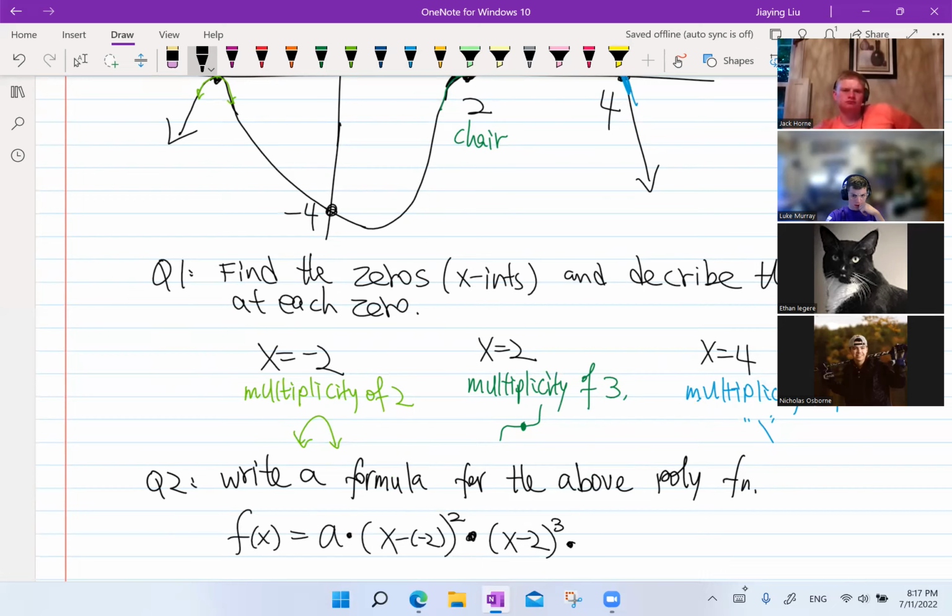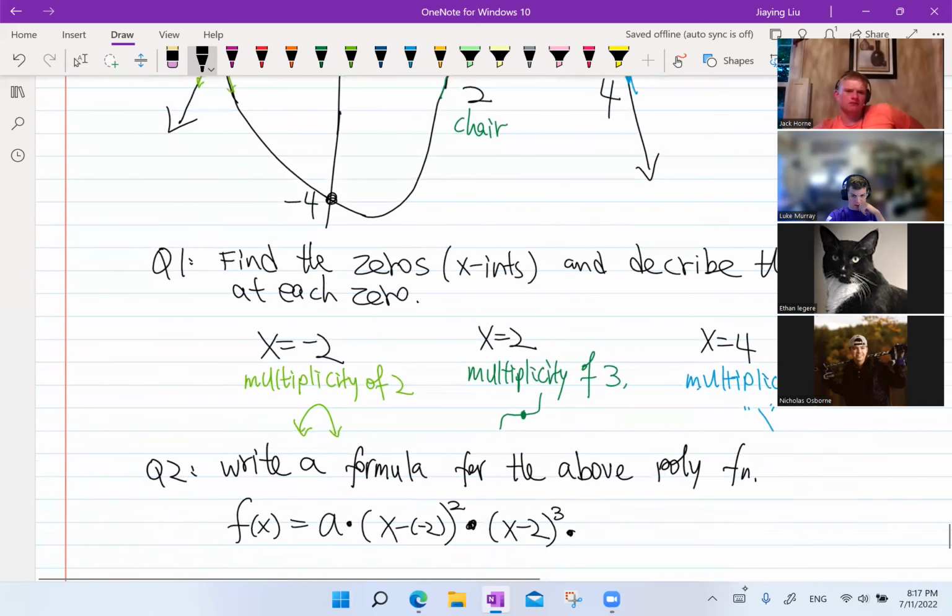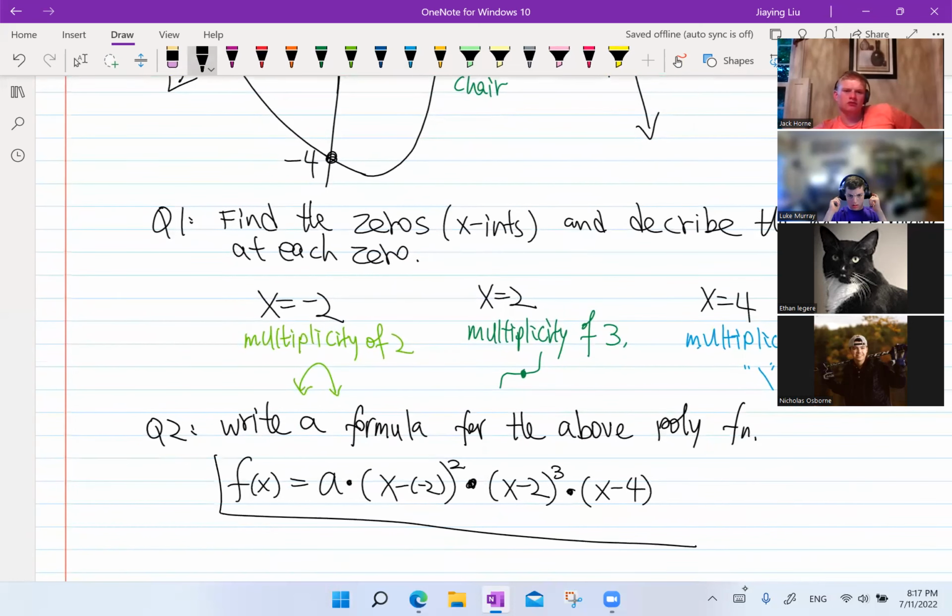And we keep going to the next intercept, we have x equals 4, so it's going to be x minus 4 as a factor in the polynomial function. And the multiplicity of 1 tells us it's just going to have a 1 as an exponent. We don't even need to write the 1. So this will be the general formula that will give this shape, but we have to figure out what a is, right? So we still need to find a. Well, how do we find a?